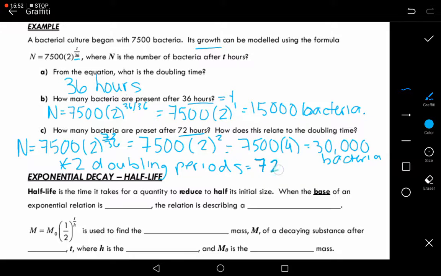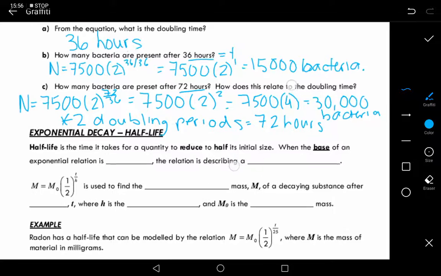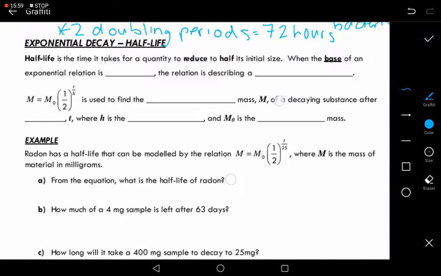That would equal 72 hours. Okay, it is kind of a confusing concept, so make sure you ask questions if you're confused.